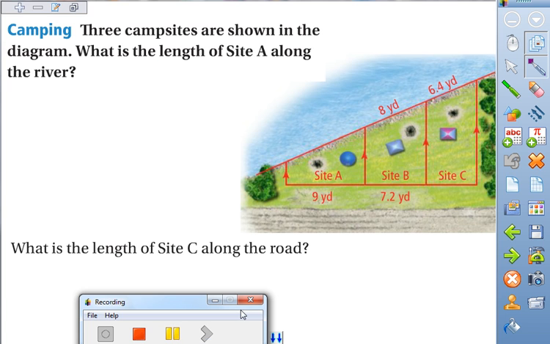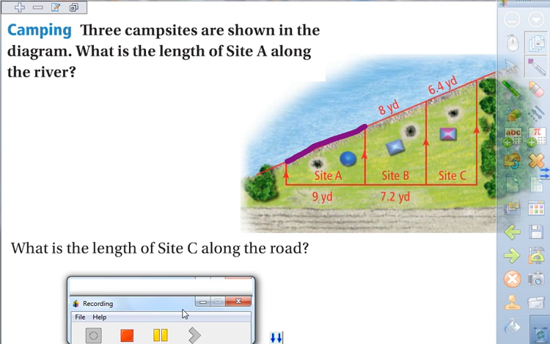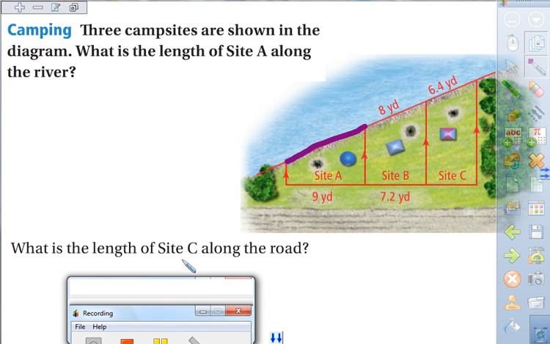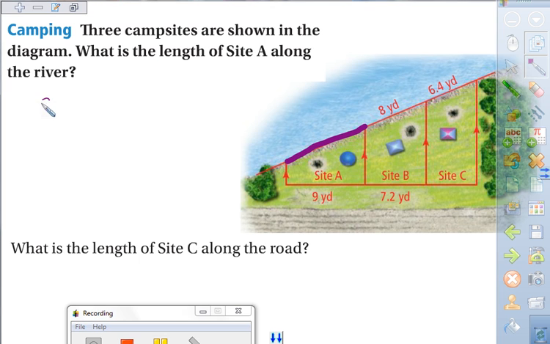Three campsites are shown in the diagram. What is the length of site A along the river? So we're trying to find the purple length. So what we can do is we have these parallel lines, so we can set up some proportions. So the first proportion is going to be 9 over 7.2 equals x, the purple, over 8.